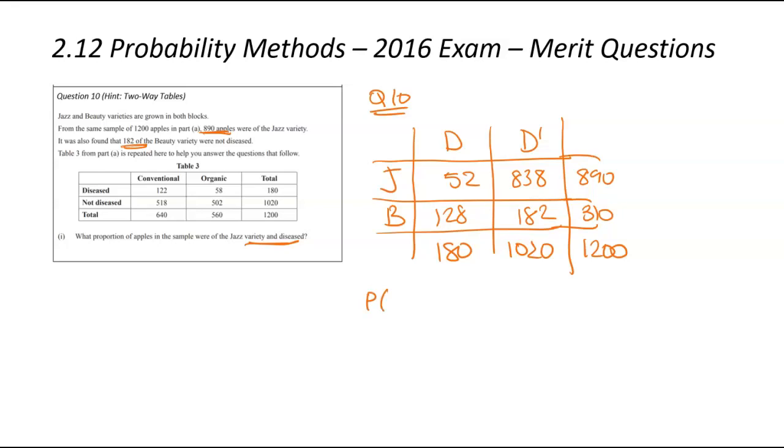So we now need to get into the probability. So what is the probability? I'm going to write J and D. That is going to be F over T because we're dealing with two-way tables. Total is 1,200 apples. How many of them are jazz and diseased? That's just those 52 up there. So we're going to put 52 on the numerator, 52 divided by 1,200. 0.0433, and that had a 4 dp rounding.